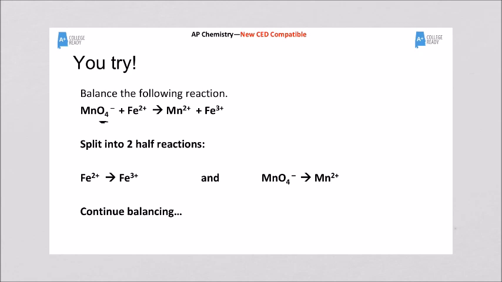So we have this iron half reaction and then this manganese half reaction. And I can tell just from looking at the iron one that this is oxidation because the number is going from +2 to +3. It's increasing. That's not a question we need to worry about right now, but we're going to continue this. So this is splitting it into halves.